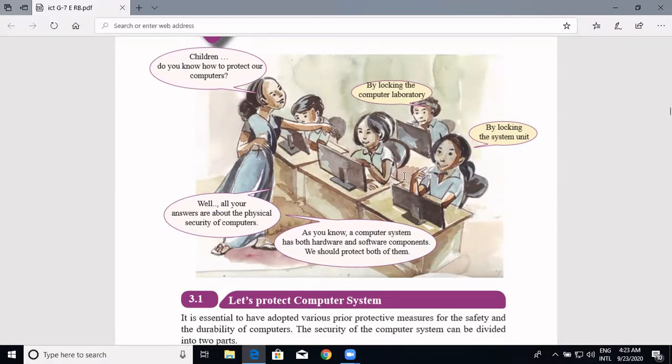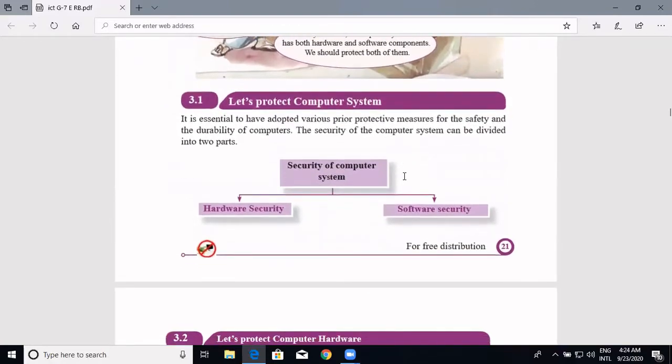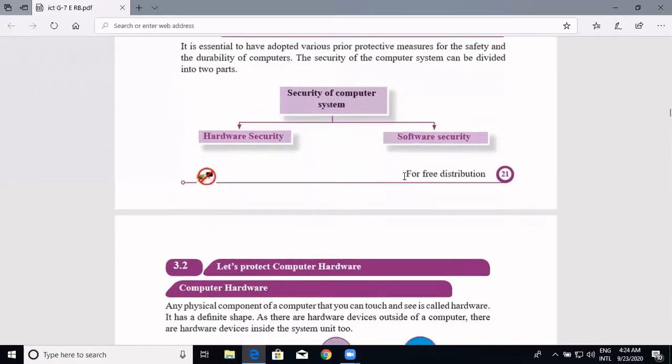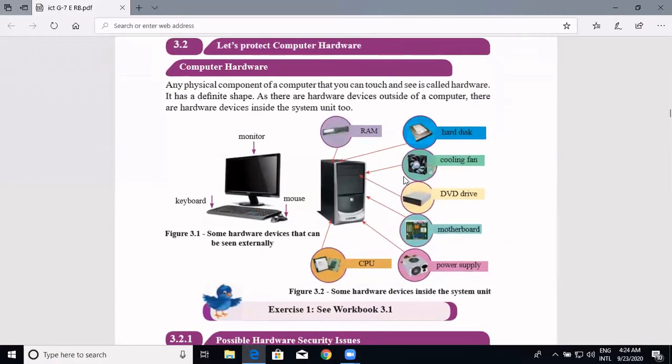Because a computer is actually a collection of hardware and software components, we should protect both, right? So when you think about the security of a computer, you have to think about hardware security as well as software security. Before going to the security, first you should know what computer hardware is. You have learned these things in grade 6 also.